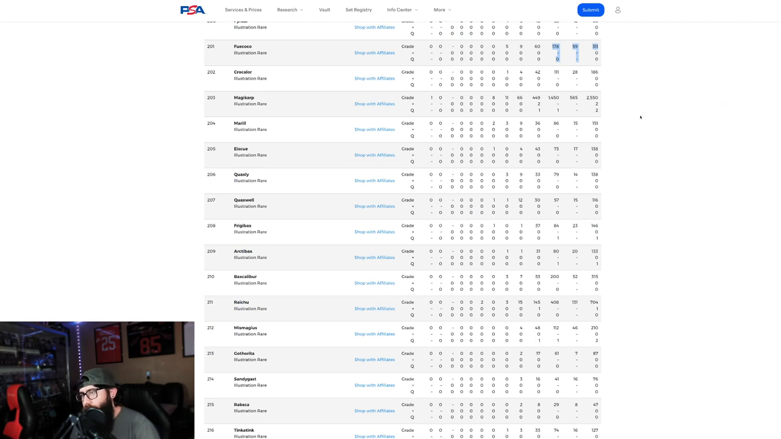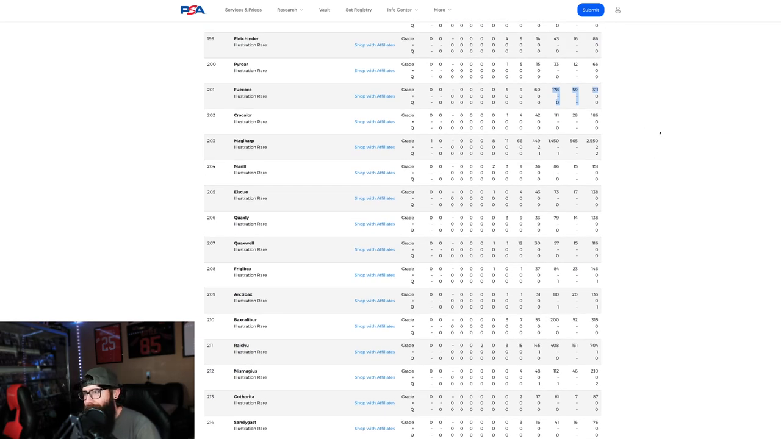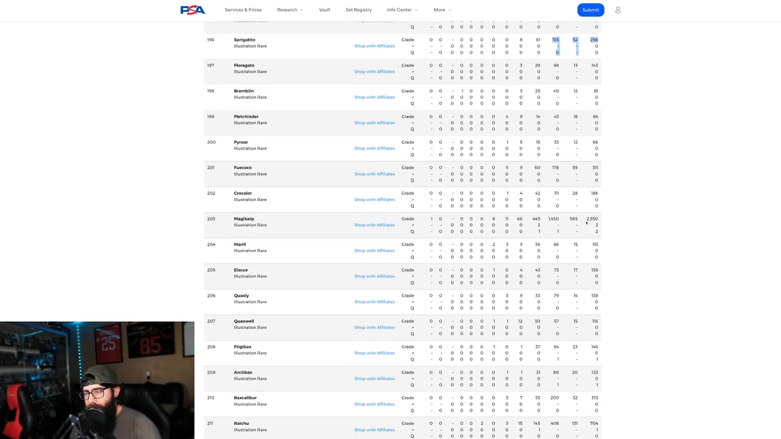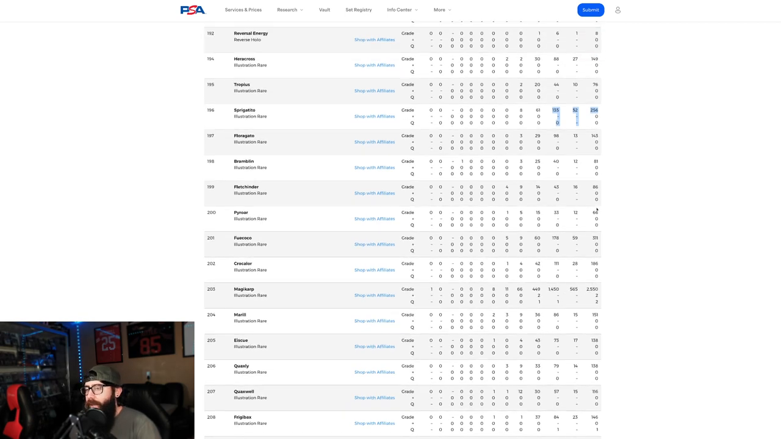Pop report on Fuecoco. Once again, not that many graded. But it is kind of a tougher grade. 311 graded, only 59 tens. But the good news is, if you look at this Fuecoco and the Sprigatito here, not that many graded, which means there's a lot of gradable copies out there. Even though it is a tougher grade, like you see the Magikarp down here, which is similar. It's hard to grade. 2,500 and 500 copies, but there's opportunity here because not many have been graded. So just keep that in mind.